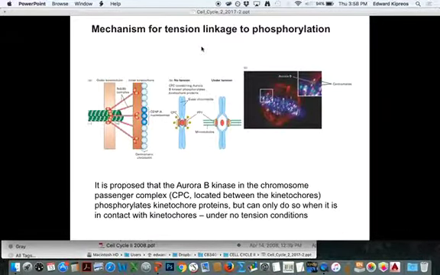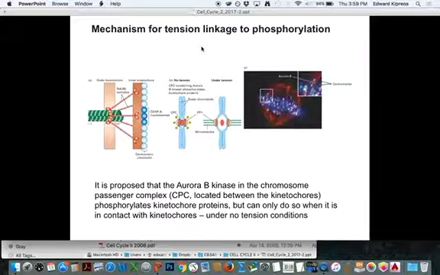Okay, and then you're saying, well, how does this whole tension thing work? Okay, so this is a slide you don't have. I'm going to post an updated version, and I already did that for one previous lecture, cell cycle 1. So you probably want to download that also at some point. Okay, so it turns out that there's a kinase called Aurora B, and it's that one that's phosphorylating things at the kinetochore when there's no tension.